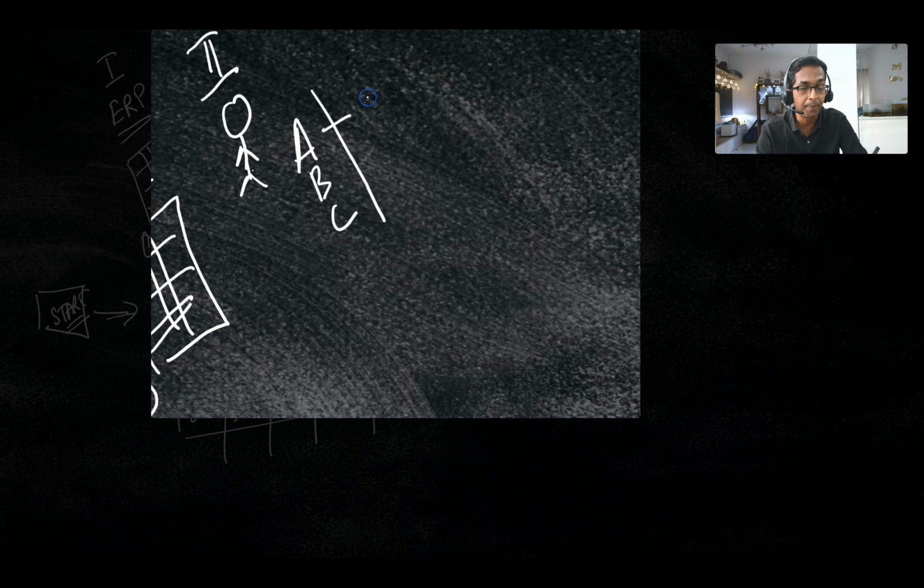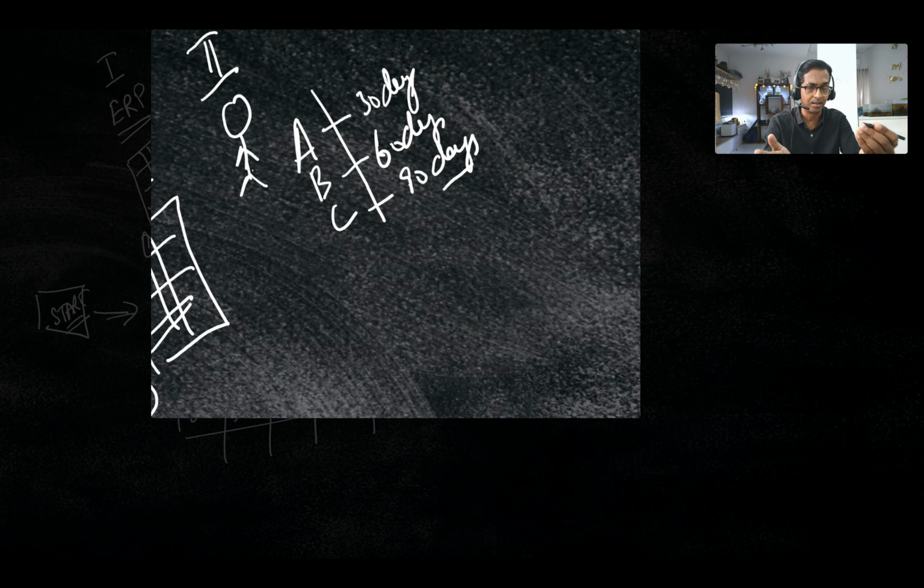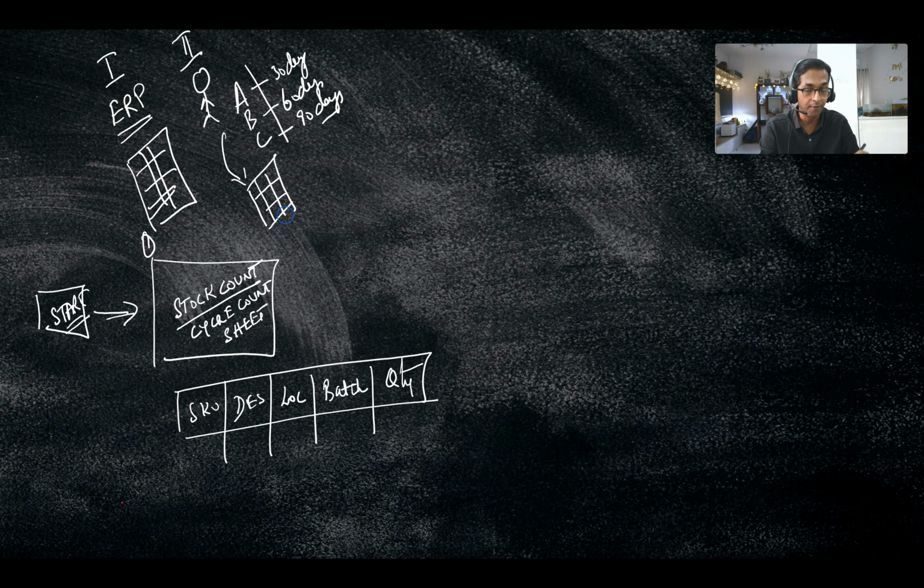If it is manual, there is one person responsible for this, and this person is going to do the A, B, C classification. I need to count A parts every 30 days, B parts every 60 days, and C class items every 90 days, whatever policy your organization has. Based on that, this person will generate the count sheet, but the format will remain the same: SKU, description, location, batch, and quantity. As simple as that.